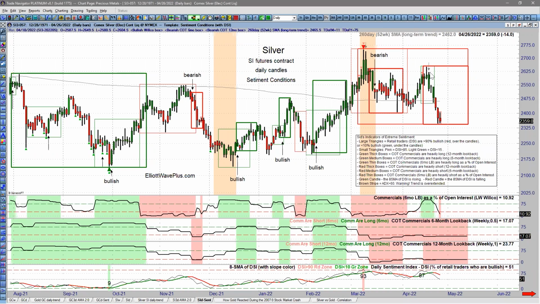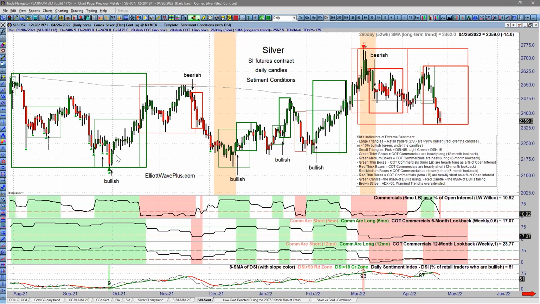Notice that this little up move right here was only accompanied by a thin green box. So the commercials as a percent of open interest was really the only commercials indicator, the fastest active one, that even responded to this little move to the upside. The 6-month look back and the 12-month, they weren't budging.